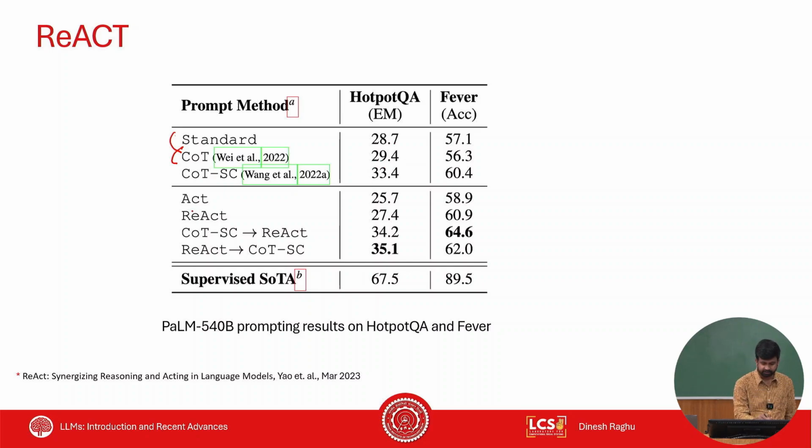And then these guys also implemented Act and React on top of HotpotQA. But as you can clearly see, it is worse than COT in this particular setup, right? This is just 27, and even standard output seems a lot better.